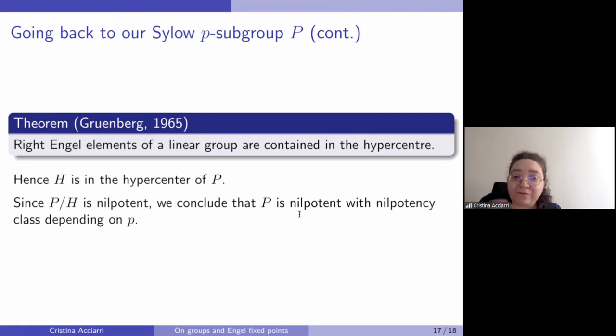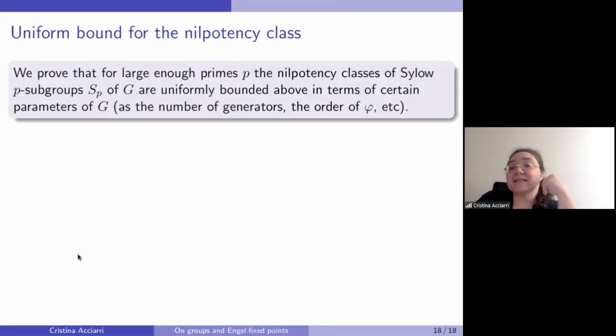Okay? And so we finished this first stage, proving that the nilpotency class of our Sylow P-subgroup, remember, which represents a generic Sylow subgroup of our profinite group, has nilpotency class depending on P. And then there is the second stage. The second stage is quite technical, so I really don't want to enter into details on this.